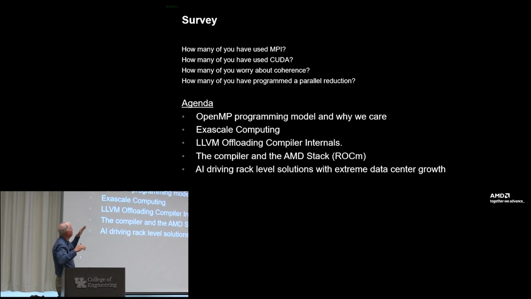I want to start with a survey to see what kind of audience we have. How many of you have used MPI before in software? A good number of you. MPI is still very necessary to get to exascale, and we'll show some of that. How many of you have used CUDA? Nice. There are three ways: CUDA, OpenCL, and compute shaders. We're going to talk about this a little bit and try to classify those as grid computing. How many of you worry about coherence when you're doing this? We've got a couple. And how many of you have programmed a parallel reduction? A couple of you, right? Because that's kind of important, especially with some of the AI software.